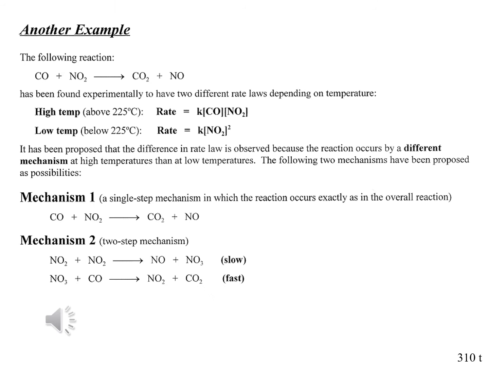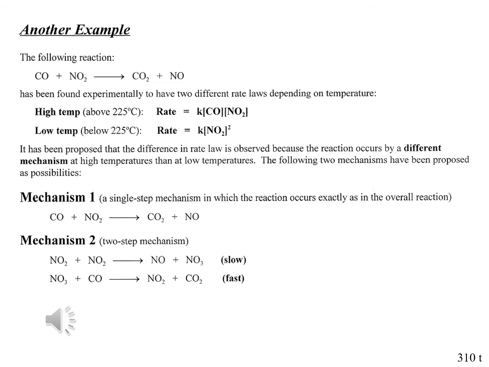Now what the experimenters did was they ran this reaction at several different temperatures. And what they found is that 225 degrees C is a cutoff. Above that temperature, the rate law is first order in both CO and NO2. But at low temperatures, the rate law changed. The rate law became second order in NO2, and CO was not involved. It was zero order.